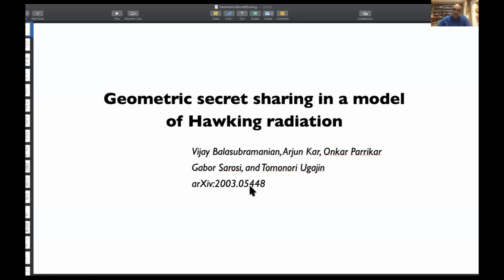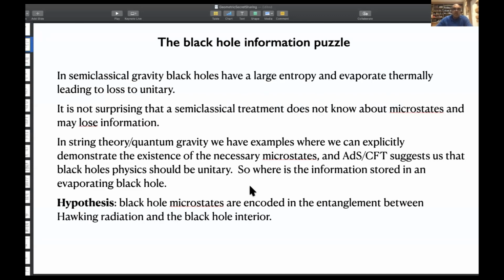Great. So let me start out with the framing of this work. We've been talking about the black hole information puzzle basically since the time of Hawking. And what's the puzzle? Well, in semi-classical gravity, black holes are known to have a large entropy, and they evaporate thermally, leading to a loss of unitarity. And is this a puzzle or is this not a puzzle? Well, it's not particularly surprising that in a semi-classical treatment, you may find that you lose information because, in general, the semi-classical version of gravity does not actually know about the microstates of gravity and may indeed lose information.